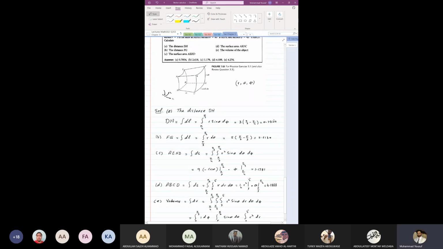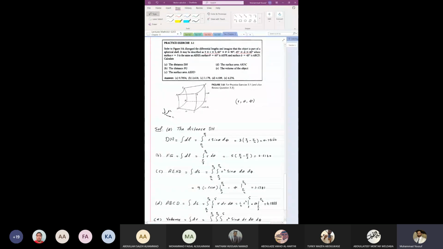Okay. Then FG, from F to G. When we go from F to G, theta is changing, but phi is constant and R is constant. So that will be equal to R d theta. The d phi part is 0, the dr part is 0, so only the d theta part is left. And when we go from F to G, what angle is changing? Theta is changing. Theta starts from pi over 3 and goes up to pi over 2.